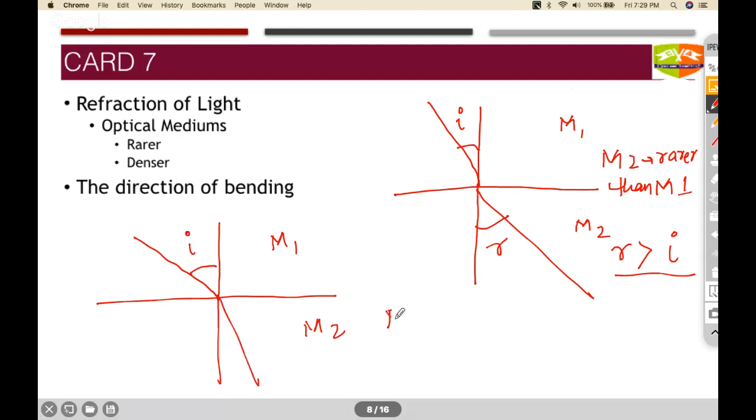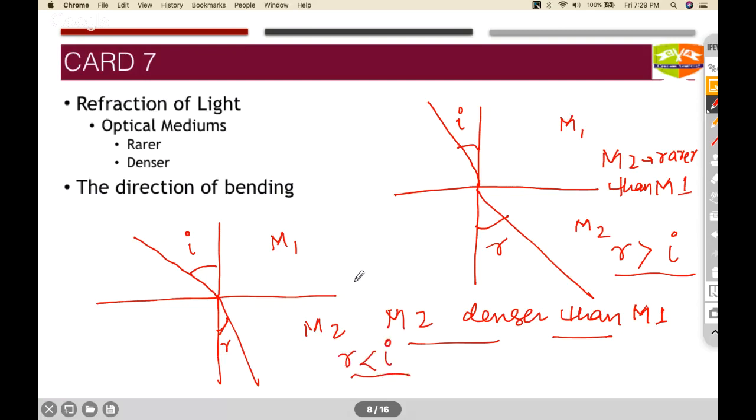If M2 is denser than M1, the light ray deflects towards the normal. Here the light ray deflects away from the normal. Here the light ray deflects towards the normal. So R would be lesser than I. So why does this phenomenon happen? Because I have told you that frequency remains constant when the medium changes, and only wavelength changes.